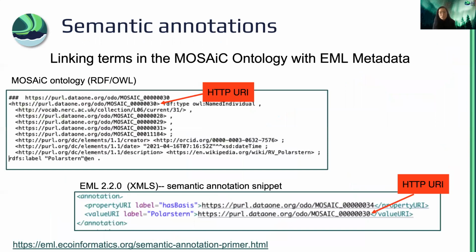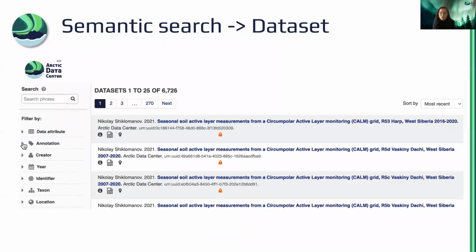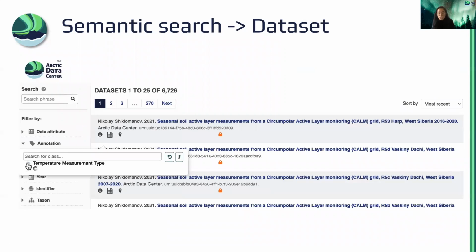Using HTTP URIs, we can semantically annotate EML metadata. For MOSAiC datasets, we have added dataset and attribute level annotations, revealing connections that weren't explicit before. We can search for more data sets using these annotations.